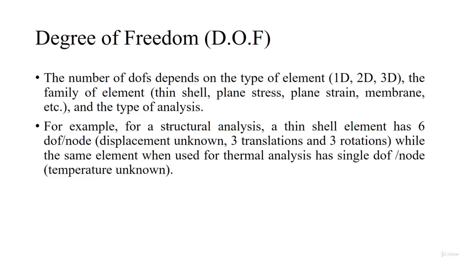For example, in a structural analysis, if you consider a thin shell, which is usually a 2D element, it has 6 degrees of freedom for each node, in which you will have 3 translations and 3 rotations. While if you take the thin shell element inside a thermal analysis, then the degrees of freedom will be only 1, that is the temperature degree of freedom. The degrees of freedom of the total system depend upon the number of nodes, the type of element you have selected, and the type of analysis you have selected.